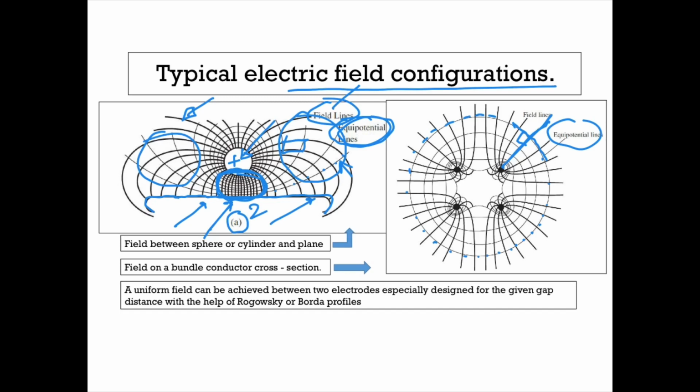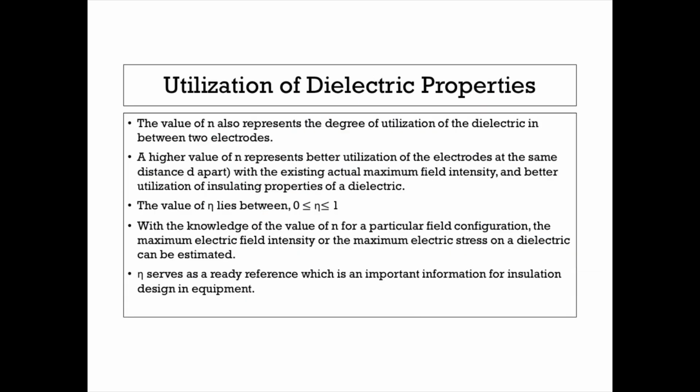So a uniform field can be achieved by two electrodes specially designed for a given gap distance with the help of these two profiles. In order to get a uniform field, one must follow the profile of electrodes suggested by Rogowski and Borda. We will see later on how these two profiles can be represented.